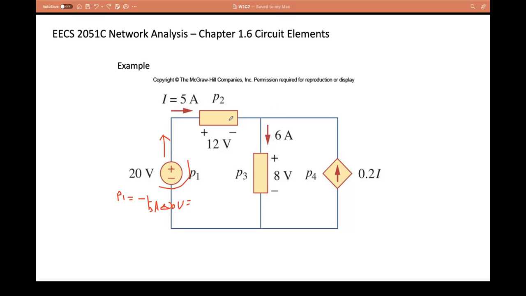So this is the element providing the power to the rest of the circuit. For this element itself, it's giving out the energy, giving out the power. For the element we are thinking of, P1, it's working as a supplier. So it's supplying the power, which makes the power negative for P1. That's one way to think about it.